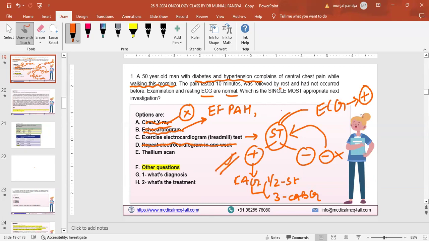And how much is blocked, where is the block, and how many blocks? The only answer is the coronary artery angiogram, and treatment depends on whether it is a one-vessel, two-vessel, or three-vessel block. You go for treatment if the stress test is not normal.